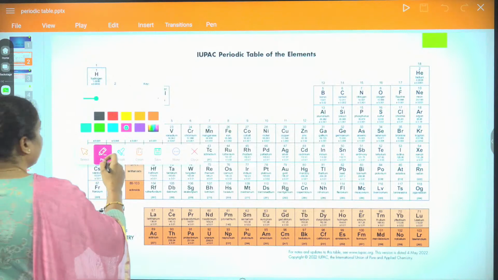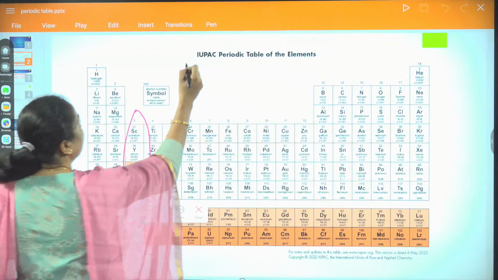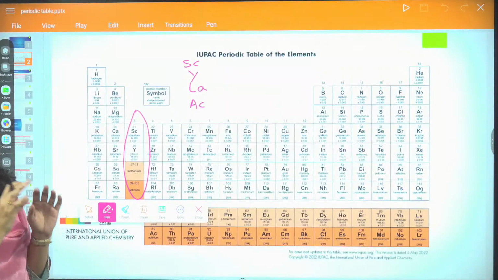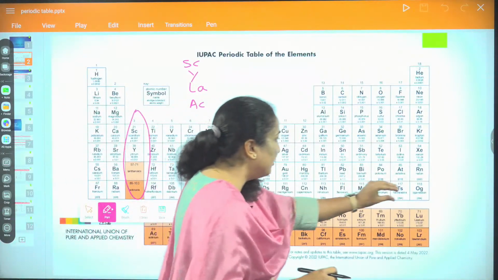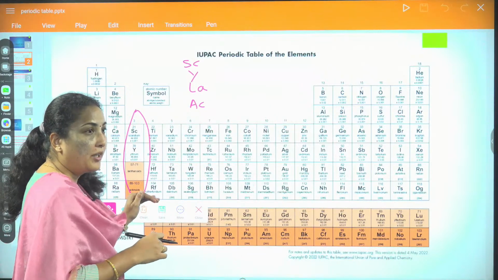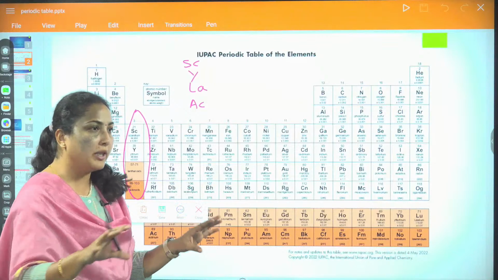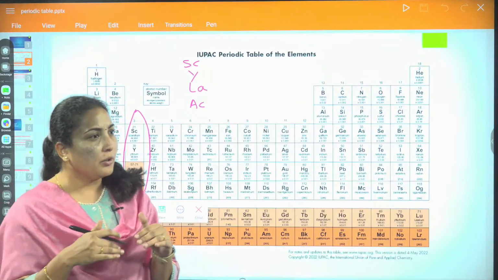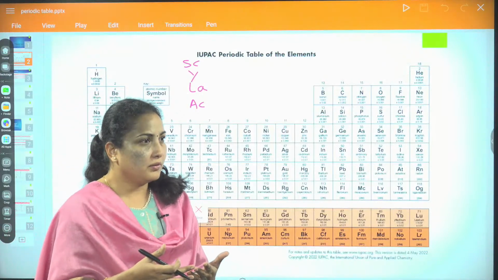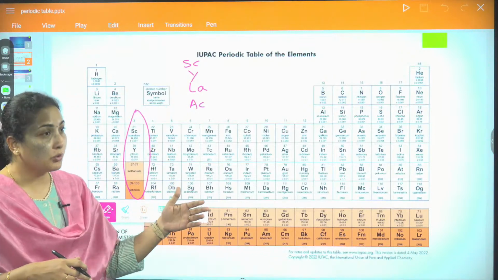For group 3, which is scandium, yttrium, lanthanum and actinium. I am again telling you that I'm not including the elements which come at the end. I've already told you how to remember that: Rutherford dubbed a song behind his metro, right? I'm not going to include that, because we don't know much about the chemistry of these elements which have been synthesized, newly formed in the laboratory. So nothing much is known. It's good that we should first be thorough with the elements which are already there.